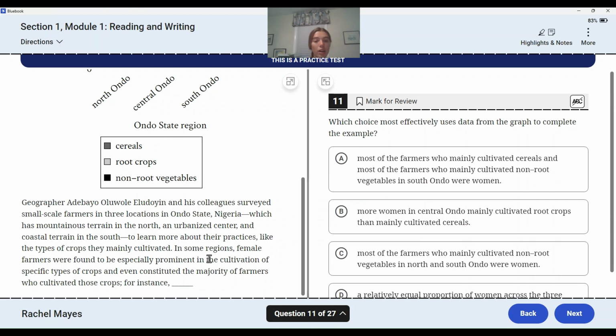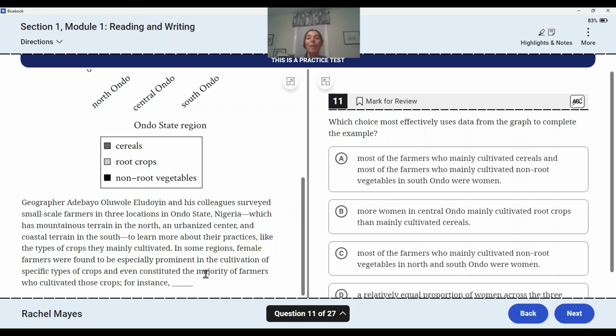Okay, so the most important part of this text is always going to be the last section. You only read what's beforehand so you get an idea of the context and you can actually understand what they're talking about. Especially with the harder, more difficult types of questions, you need to read what's before that. But for the easier questions, you don't always have to read everything before the last sentence. Okay, let's go ahead and reread that last sentence. In some regions, female farmers were found to be especially prominent in the cultivation of specific types of crops, and even constituted the majority of farmers who cultivated those crops.